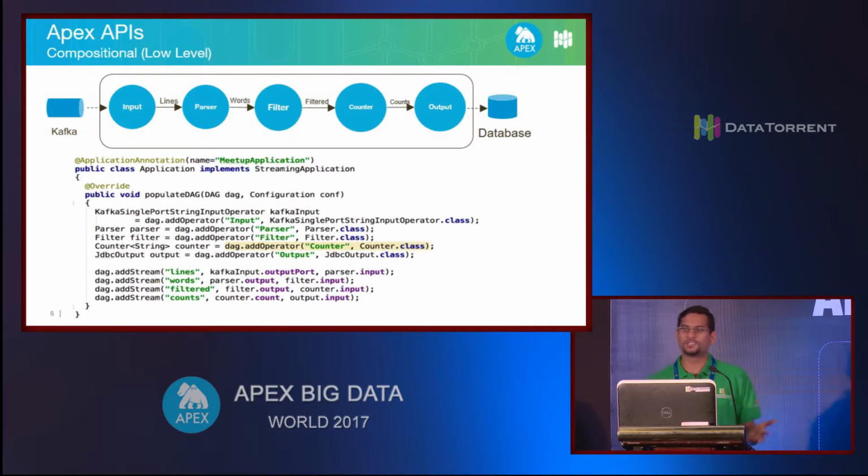Okay. Now once the operator is added, the next stage is to connect them together. That's where we have the method called addStream. Okay. So addStream, what it does is, if you see the first line, the lines. The first parameter to addStream is the name of the stream. So the lines stream connects the output of Kafka to the input of parser. Okay. It's as simple as that.